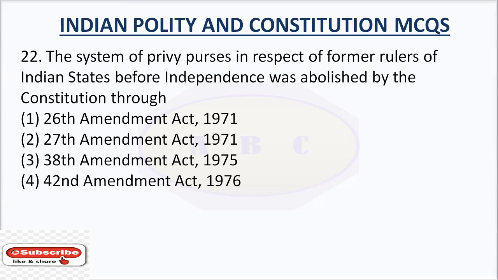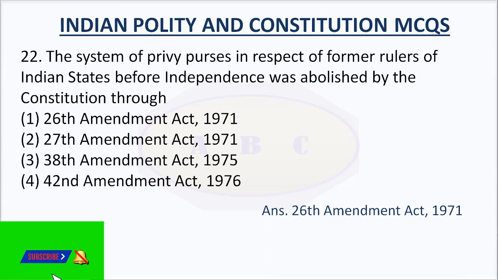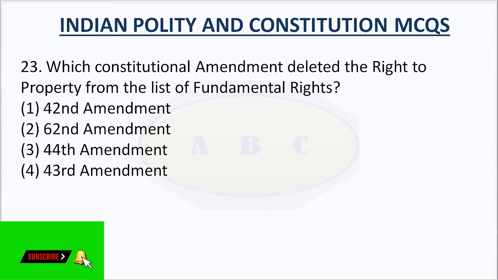Question number 22. The system of privy purses in respect of former rulers of Indian states before independence was abolished by the Constitution through: option number 1, 26th Amendment Act 1971; option number 2, 27th Amendment Act 1971; option number 3, 38th Amendment Act 1975; option number 4, 42nd Amendment Act 1976. The right answer is 26th Amendment Act 1971.